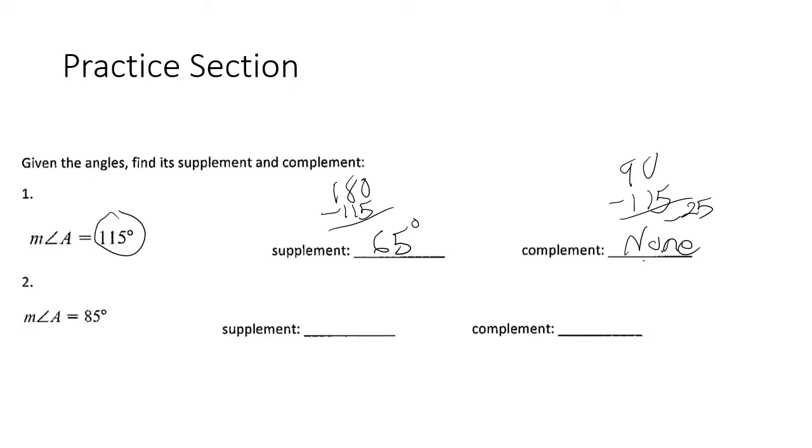Looking at angle 2, you have 85 degrees. So I'm going to take 180 minus the 85. And if I subtract those 2, I end up with 95 degrees for my supplement, or here I take 90 minus the 85, which gives me a 5 degree.